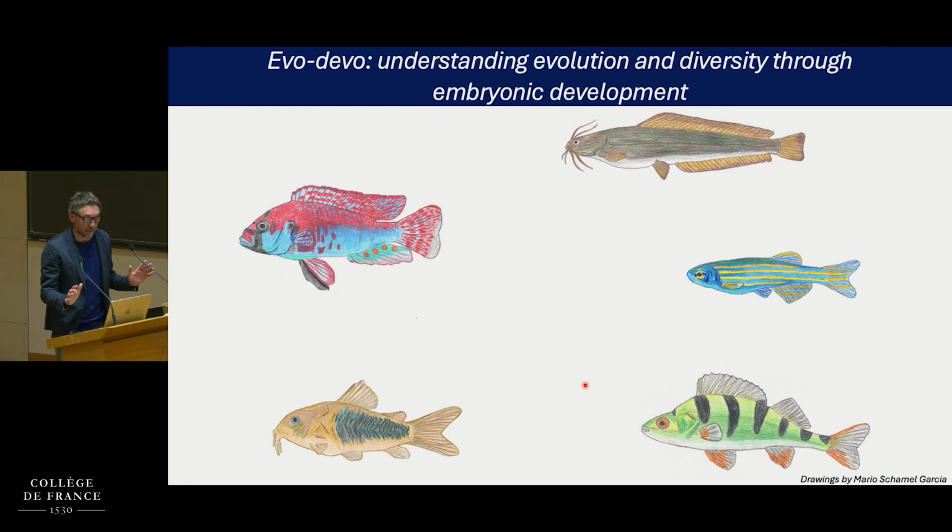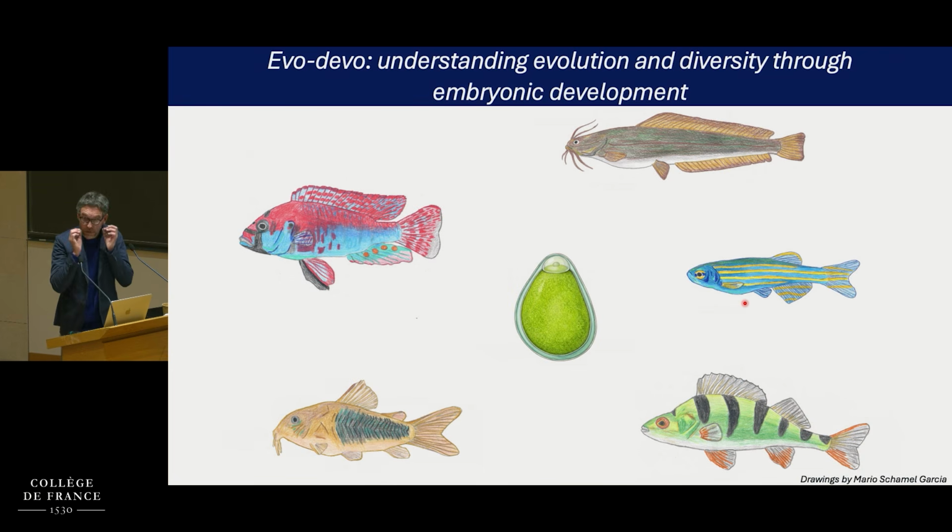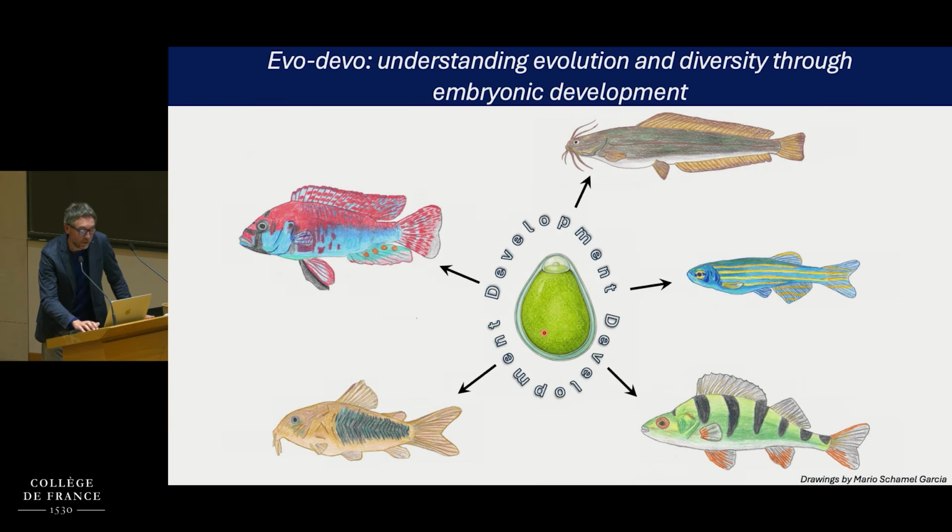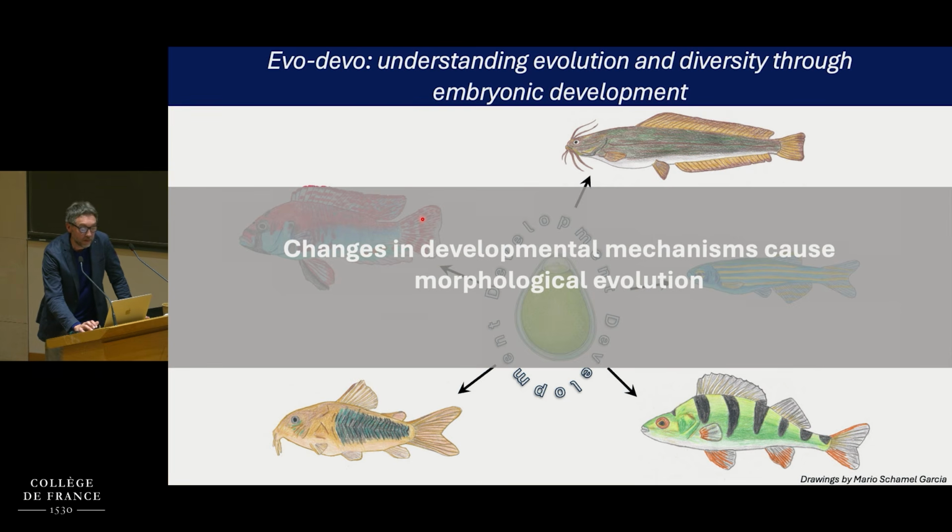And then if we're taking a diverse group such as fishes, we have all these differently looking adults, but it's an important realization to just think about that they all will start from this very similar single-celled egg cell at the beginning, and that it is during this process of development where different programs run just in slightly different ways that in the end give a different outcome in the adult morphology. So changes in the developmental mechanisms are the root cause of morphological evolution.